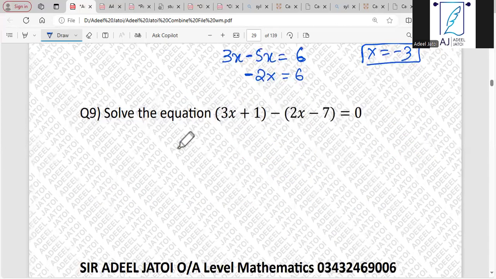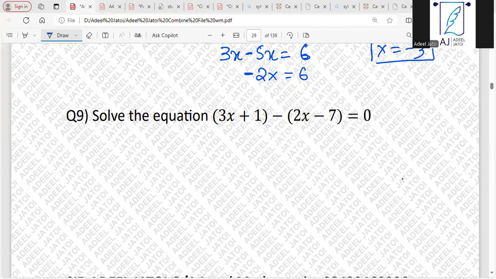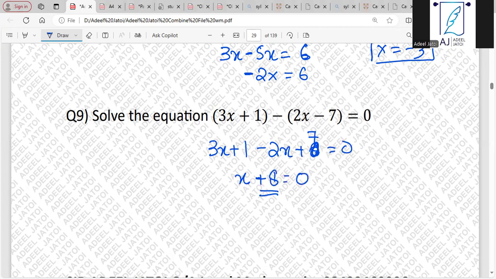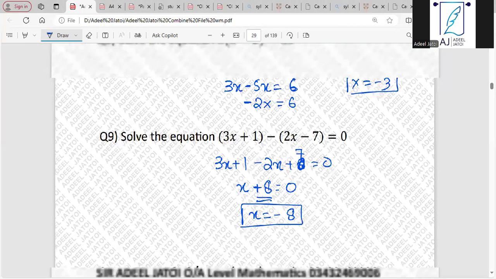Attempt question number 9. So this is 3x, question number 9: 3x plus 1 minus 2x plus 8, because minus minus will be plus 8. 3x minus 2x will be x. 1 plus 7, this is 7, right? So 1 plus 7 plus 8 is equal to 0. Plus 8 goes on the other side, so x is equal to minus 8. So this was about it for today, right?